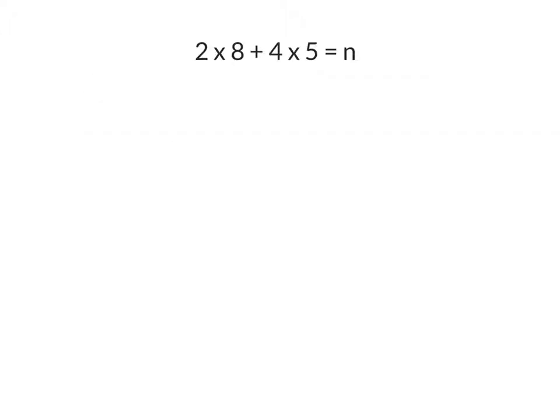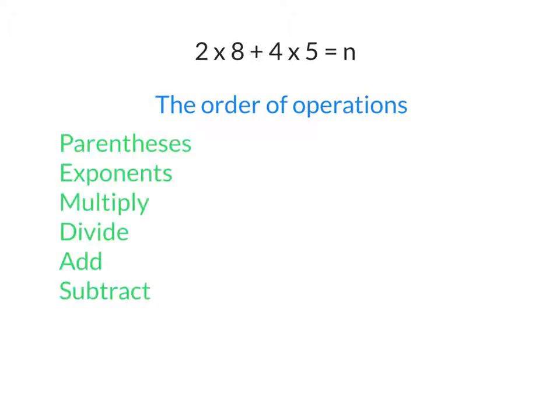If I asked you to find the value of n in 2 times 8 plus 4 times 5, I may get a few different answers. In order to avoid this, mathematicians around the world have agreed on specific rules for computing expressions called the order of operations. The order of operations goes parentheses, exponents, multiply, divide, add, subtract. Many of you may have seen it written out like this: PEMDAS.